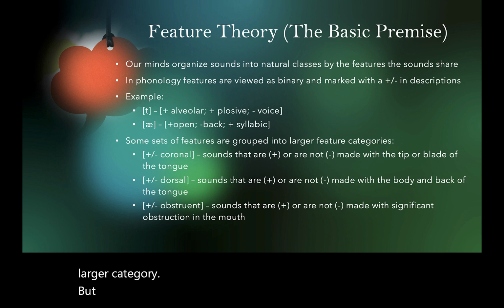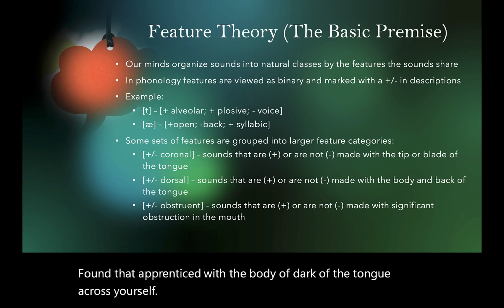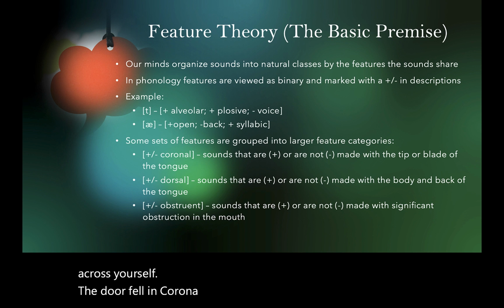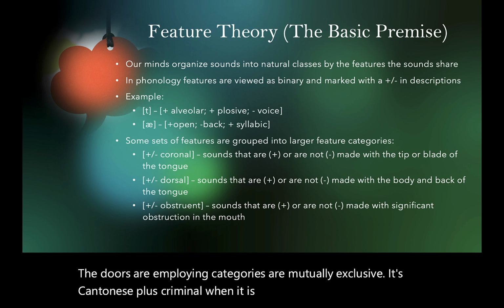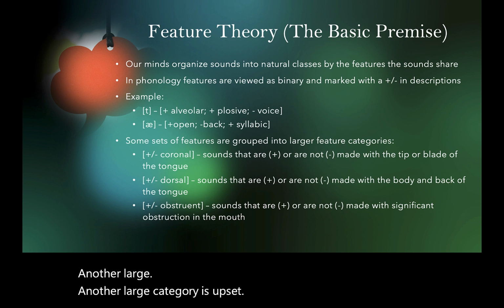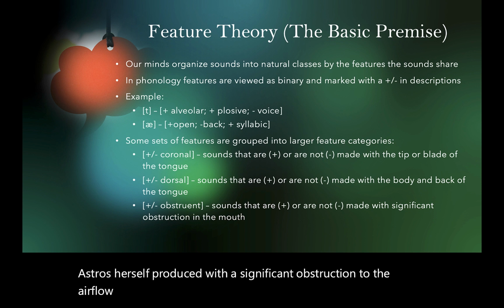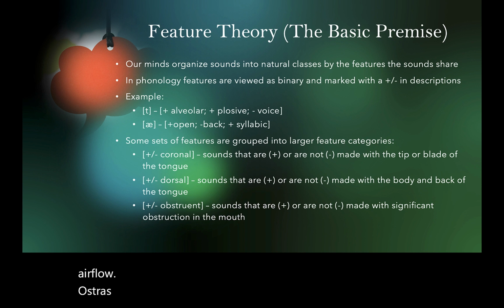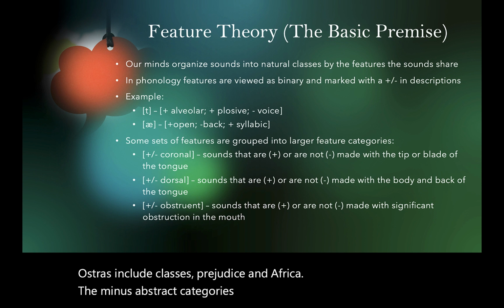Sounds that are produced with the body or back of the tongue are called dorsal. The dorsal and coronal categories are mutually exclusive. If something is plus coronal, then it is minus dorsal and vice versa. Another large category is obstruents. Obstruents are sounds produced with a significant obstruction to the airflow. Obstruents include plosives, fricatives, and affricates. The minus obstruent category is called sonorant.